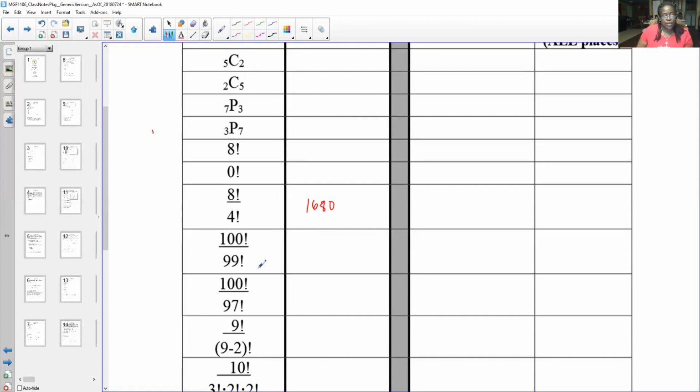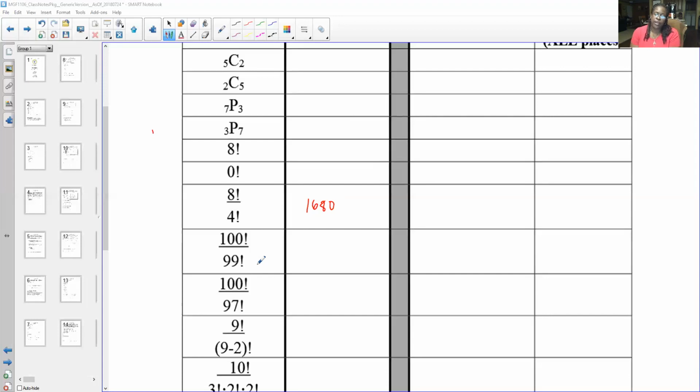When you get down here, your calculator, you'll see you have 100 factorial divided by 99 factorial. So you'll put in, let's see what the calculator says. So you have 100 factorial divided by 99 factorial. So I want to make sure I address something here, and then push enter.